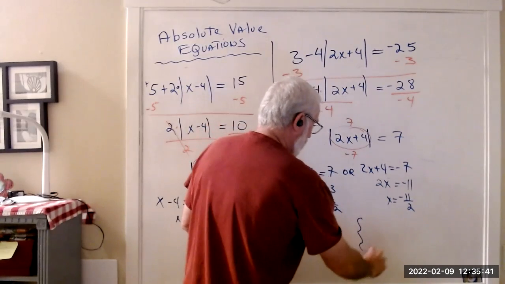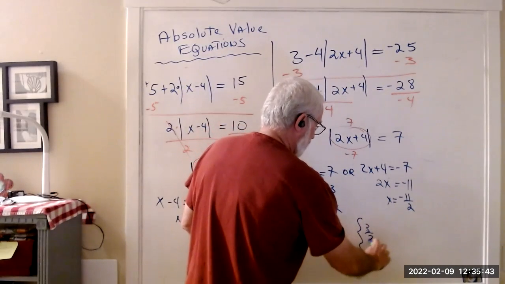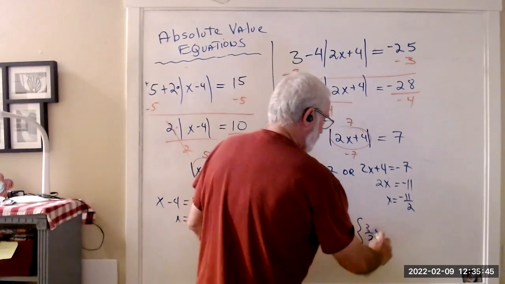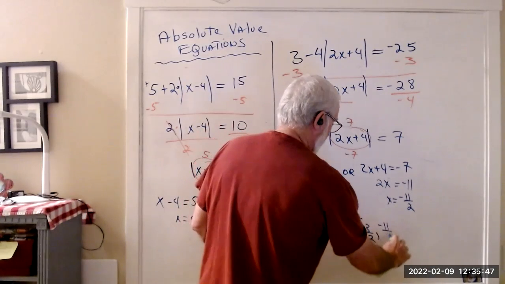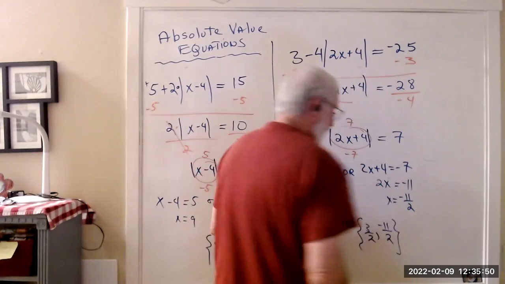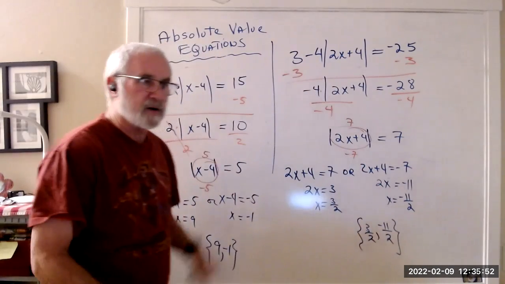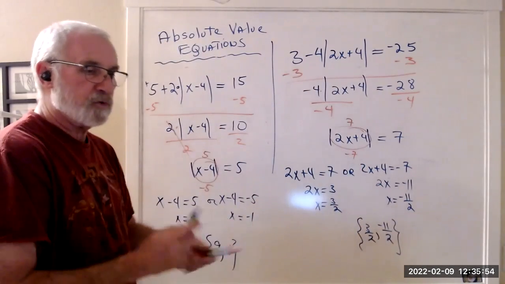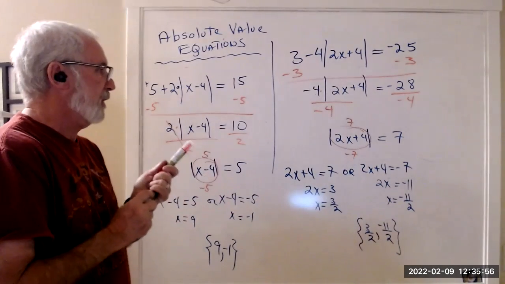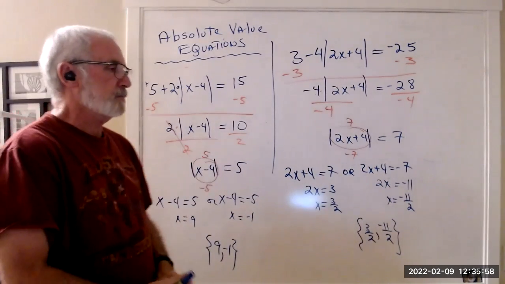Put them into one big giant solution answer. X could have been 3/2, comma, -11/2. The order in the solution set doesn't matter, who comes first or who comes second, as long as you got them both there. Questions?